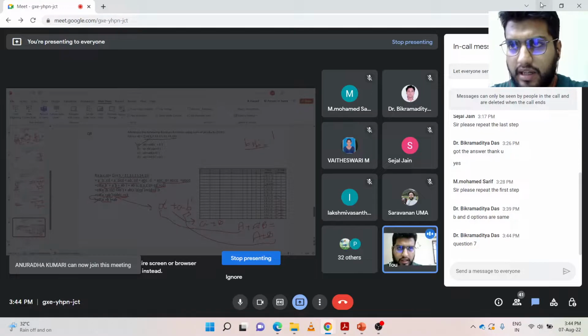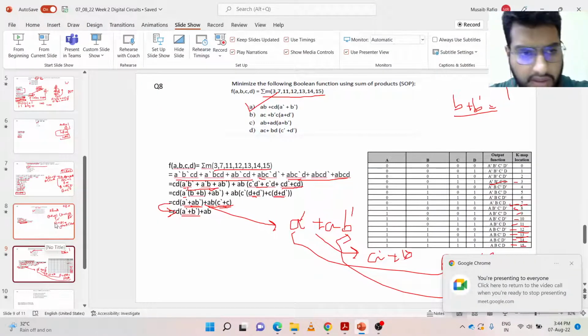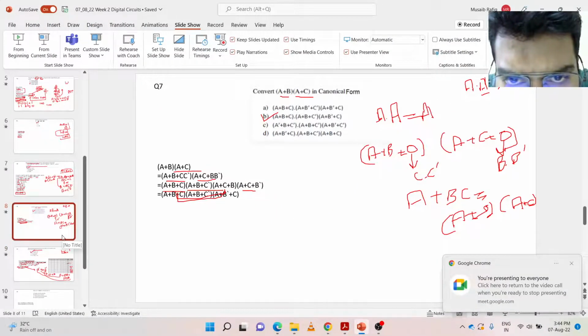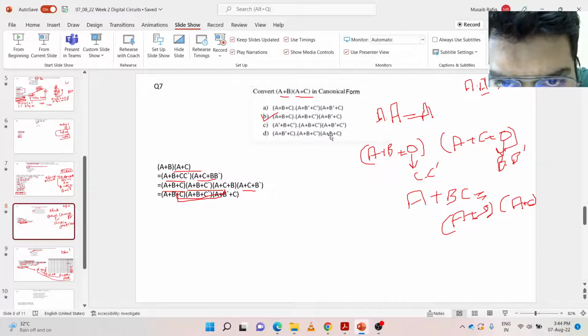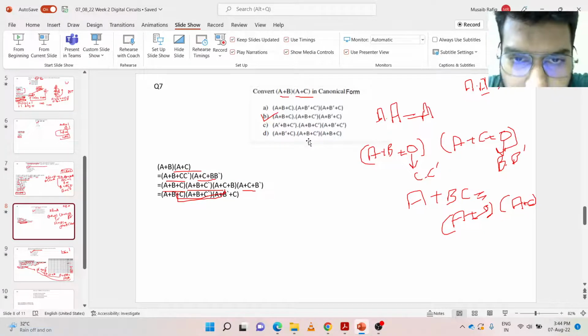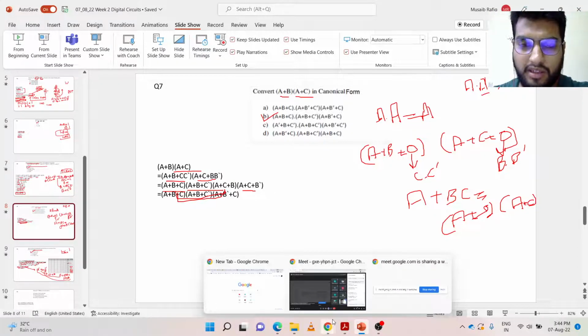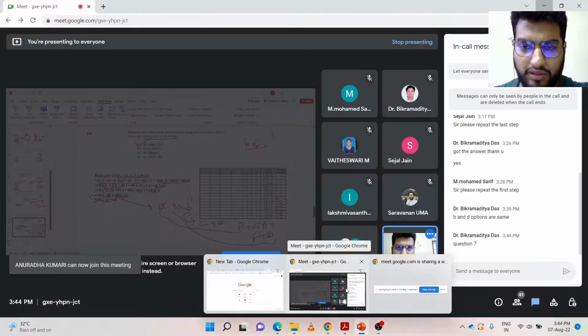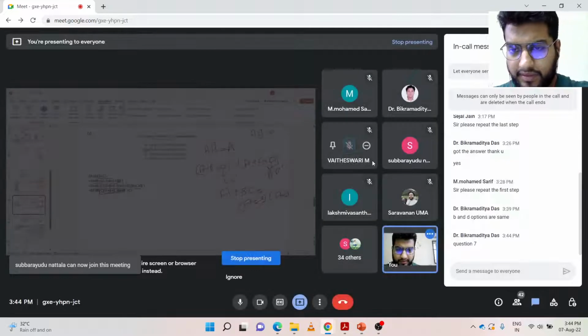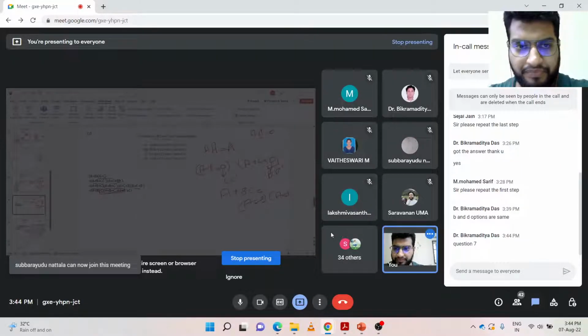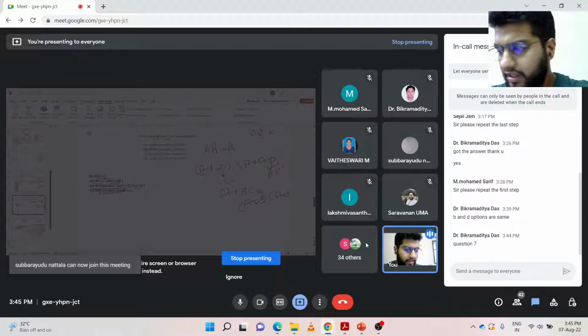Question 7. Okay, let me just check question 7. A plus B plus C is here. A plus B bar plus C is here. Yeah, they are same. So both options will be correct. Thanks for pointing it out. They are same. So both of them will be correct. Yes, we can use this commutative property. So both of them are same. So they are both correct. So any doubts regarding question 8?